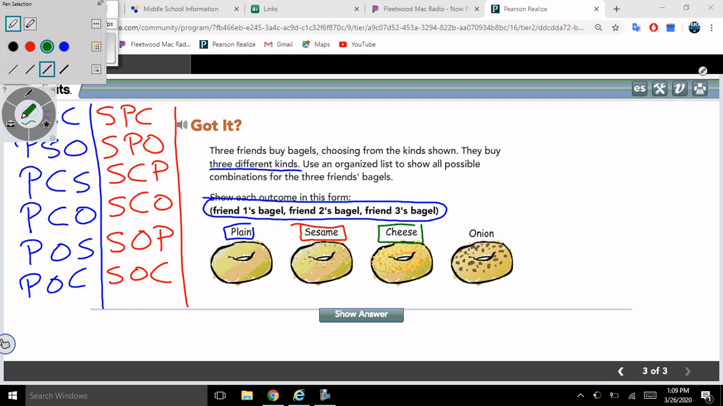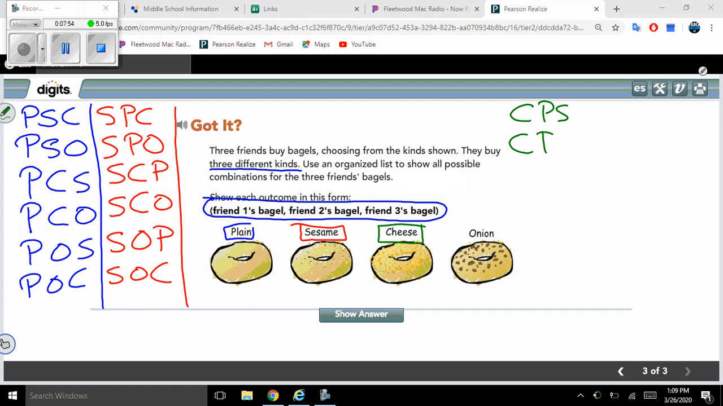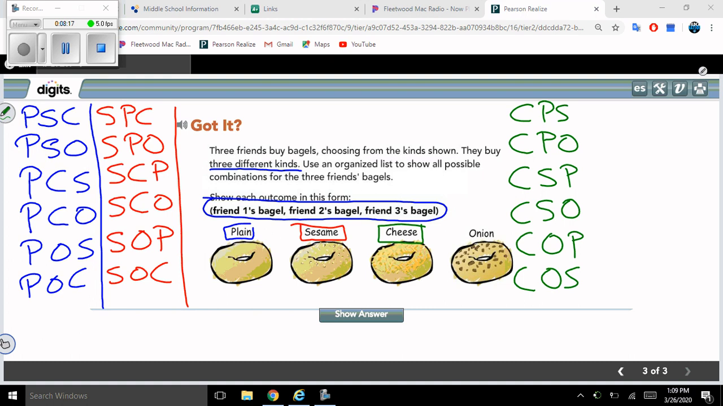Coming over here to the other side of my chart, let's start with green. These will be where kid number 1 gets cheese first. So I'm at cheese followed by plain and sesame, cheese followed by plain and onion, cheese followed by sesame and plain, cheese followed by sesame and onion, cheese followed by onion and plain, cheese followed by onion and sesame. So again, very important that we have these in an organized list to make sure you get them all.